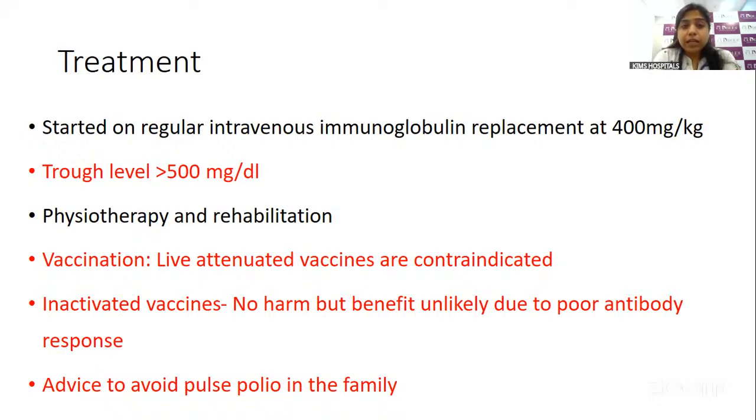So this child had multiple infections, but without the immunological investigation, how do we identify these kids?